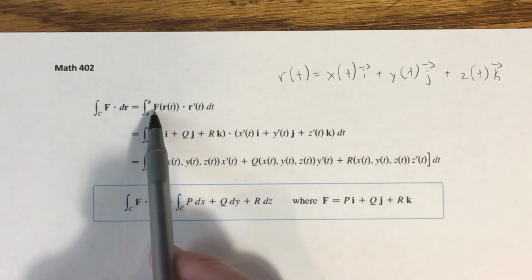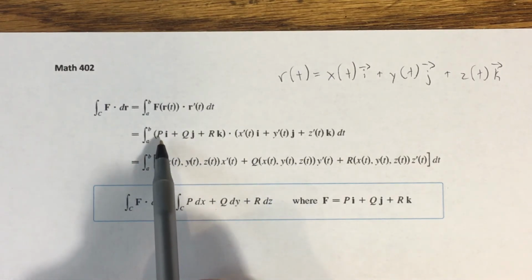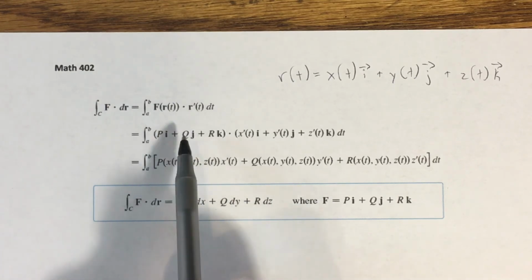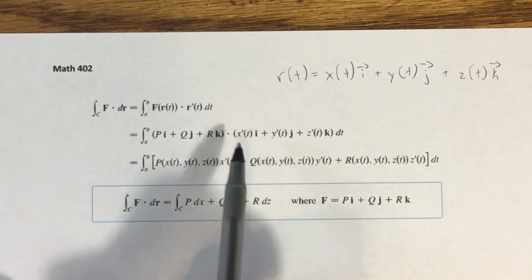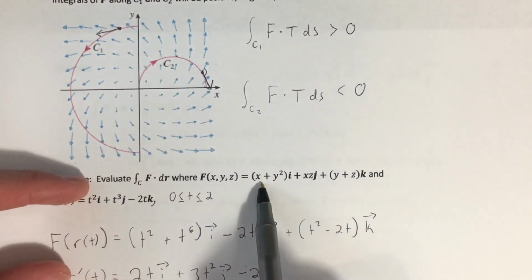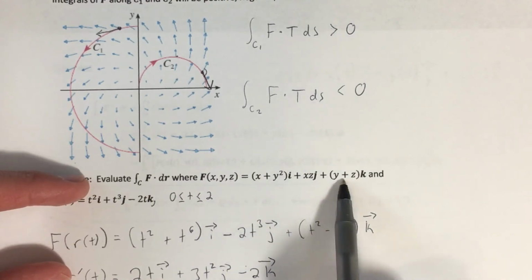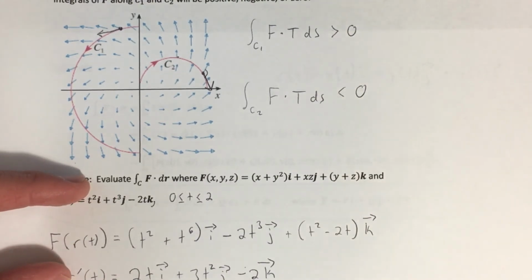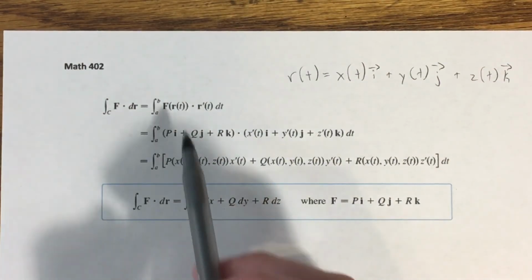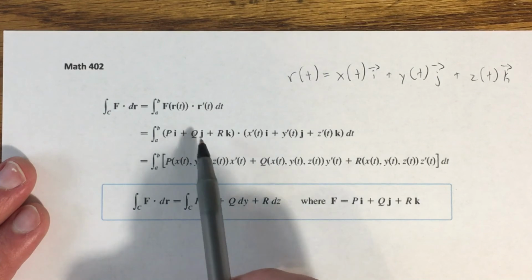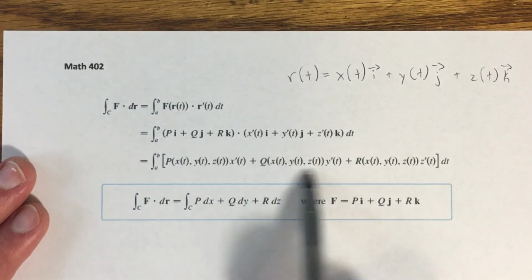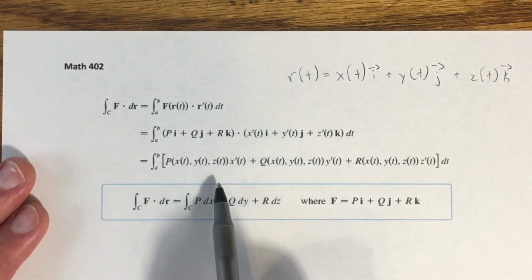Our function f, we define in terms of Pi plus Qj plus Rk, but each of these, P, Q, and R, are each functions of 3 variables. And just to refer back to the previous example, that's like what we saw here. This would be P, Q, and R. You notice each one of them is a function of x, y, and z. So plugging r of t into f is like plugging x of t, y of t, z of t into P, Q, and R, giving me this really long, messy kind of computation here.